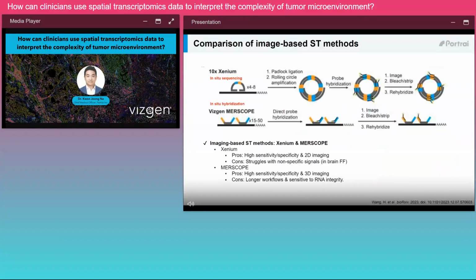In this slide, we compare two image-based spatial transcriptomics methods, Xenium and MERSCOPE. These two methods have different mechanisms to obtain the spatial transcriptome data. Xenium offers high sensitivity and specificity with two-dimensional image capabilities. However, it can struggle with non-specific signals, particularly in brain formalin-fixed tissues.